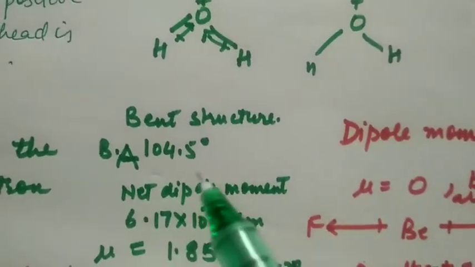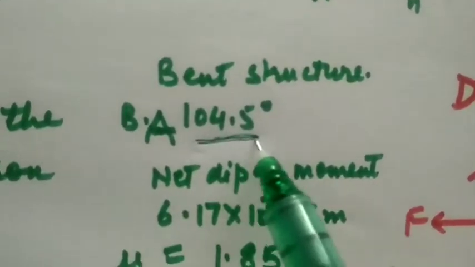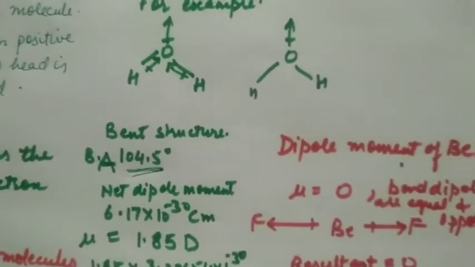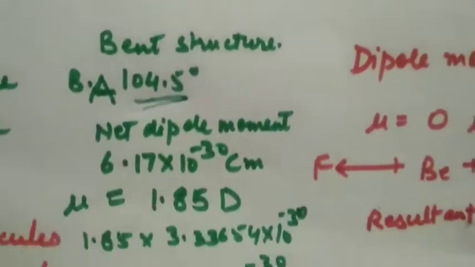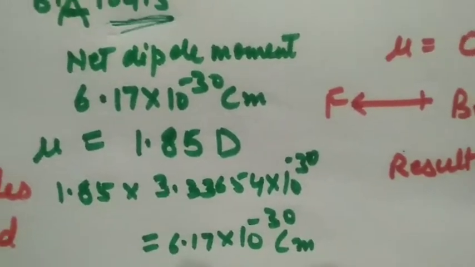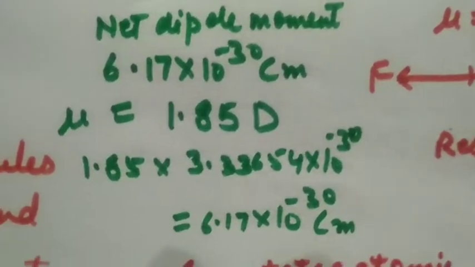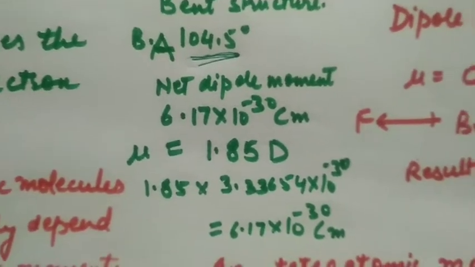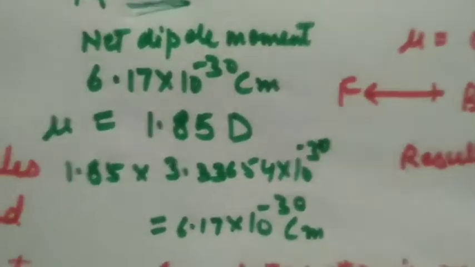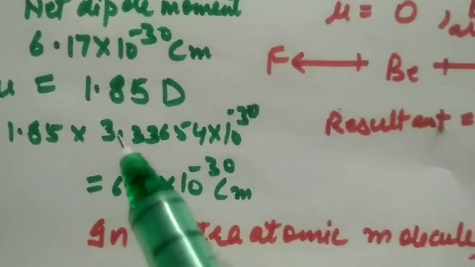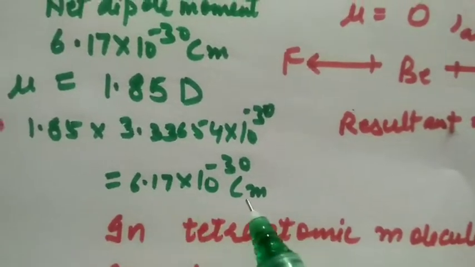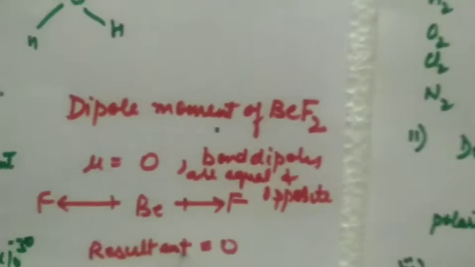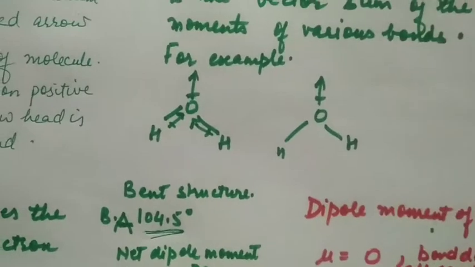The bond angle is 104.5 degrees. This bond angle decides what will be the resultant dipole moment of the whole molecule. The net dipole moment will be 6.17 into 10 raised to power minus 30 coulomb meters. In Debye, the dipole moment is 1.85 Debye, and when you multiply 1.85 into 1 Debye, which is equal to this much coulomb meters, you get this value, 6.17 into 10 raised to power minus 30 coulomb meters. This was for a bent structure.